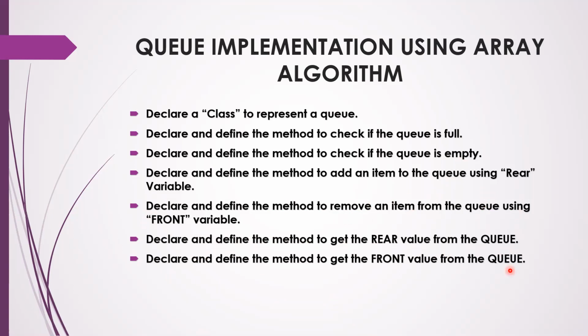So we have to have the method for checking this queue is full or not, that is overflow condition. We have to have a method to check if the queue is empty or not, that is underflow condition. And then you have to add an item using the rear variable, that is enqueue operation using rear variable. And you have to remove the item, that is dequeue operation, from the queue using front variable. And you have to define a method in order to get the rear value from the queue. And you have to declare a method in order to get the front value from the queue.